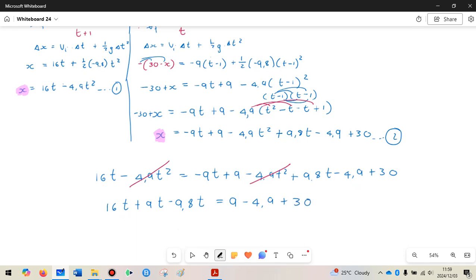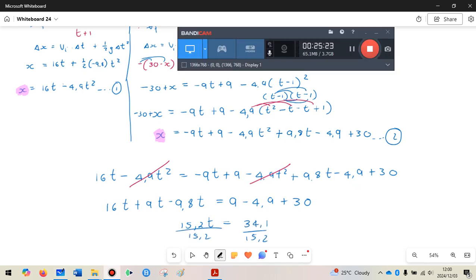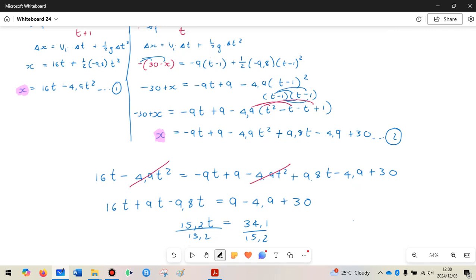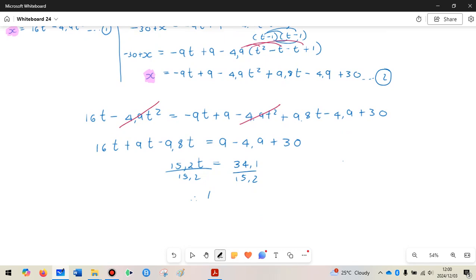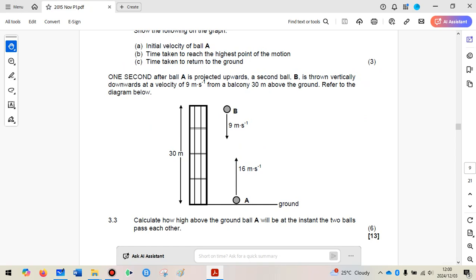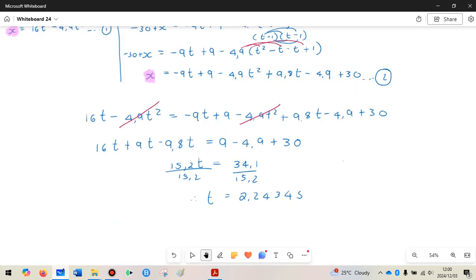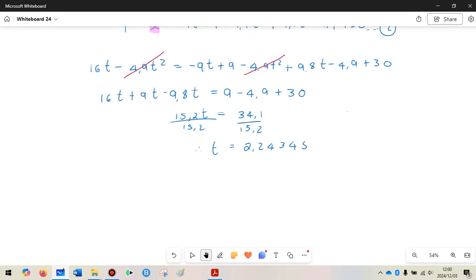So we've taken all the t's to the left, and now we end up with 15.2t is equal to 34.1. Then we divide by 15.2 on both sides, and we end up getting a time here of 2.24. Again, I'm not done, so I'm going to leave this as 4 decimals as a rule. And the question at the end of the day was to calculate how high above the ground ball A will be at the instant the two balls pass each other. So we haven't answered the question completely yet. We now need to figure out the height of ball A.